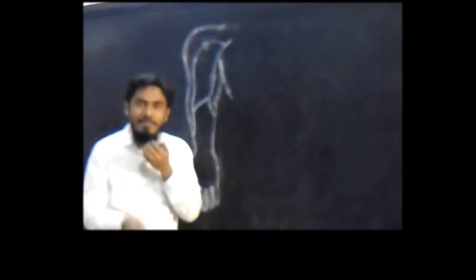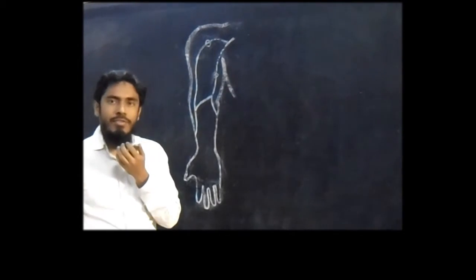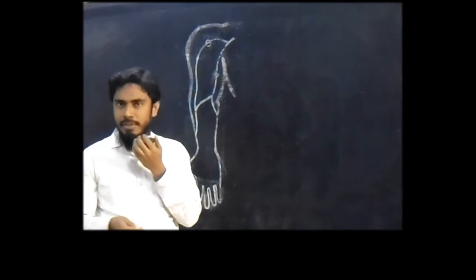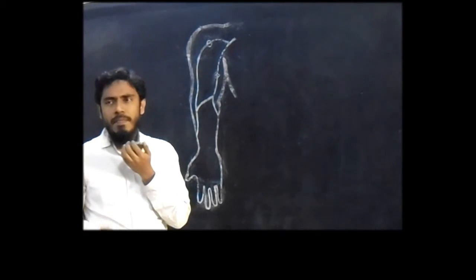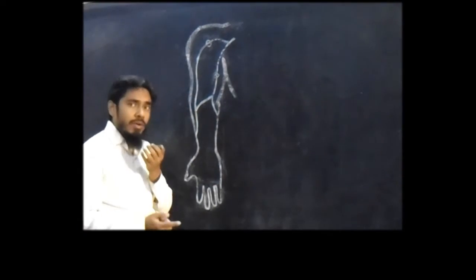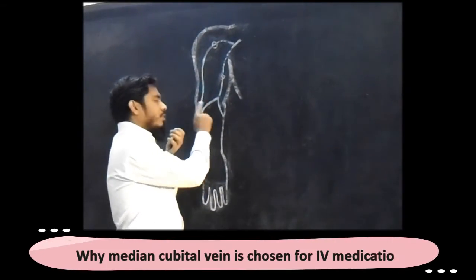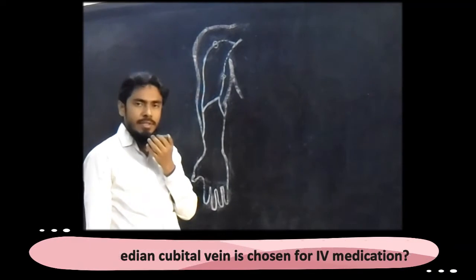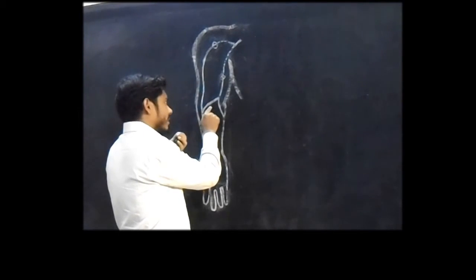And another important thing, that this vein is chosen for drawing blood for any pathological test, or for blood donation, or for giving an intravenous injection. And why is it chosen for that purpose? Because this vein is more superficial, one point. Another point, it is fixed.